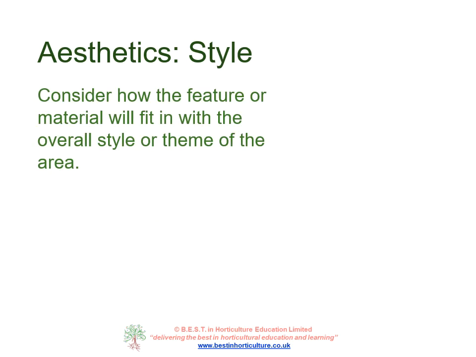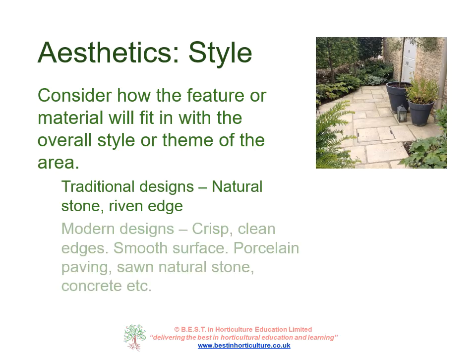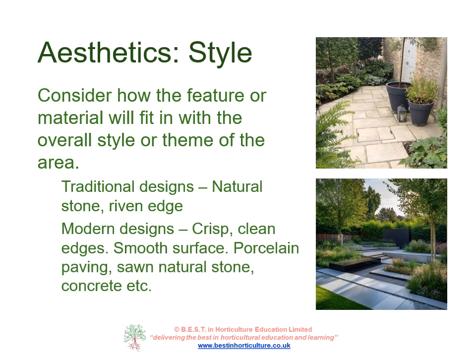The style of the material. Consider how the feature or material will fit in with the overall style or theme of the garden. In a well-designed garden, all the features and materials look as though they belong together to create a feeling of unity. So in traditional designs, a natural stone material with a riven edge and laid in a random pattern may fit the style rather better than very modern materials. In more modern contemporary designs, we might be looking for more crisp, clean edges, a smoother surface, and here porcelain paving or sawn natural stone, concrete or even metal might suit this style better.